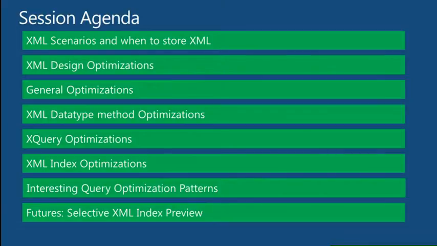Then we go into the actual XQuery optimization, like what do we do to write good XQueries versus bad XQueries, and how can indexing help us? And then we are going through the different index options. Towards the end, I'm going to talk a little bit about some interesting query optimization patterns that you can use to make your XQueries go faster. And then at the end, as a teaser, I'm going to show the new selective XML index work that we are working on, give you a demo of it, and I hope that it will be available sometime within probably the next 12 months or so. But I can't promise it yet.